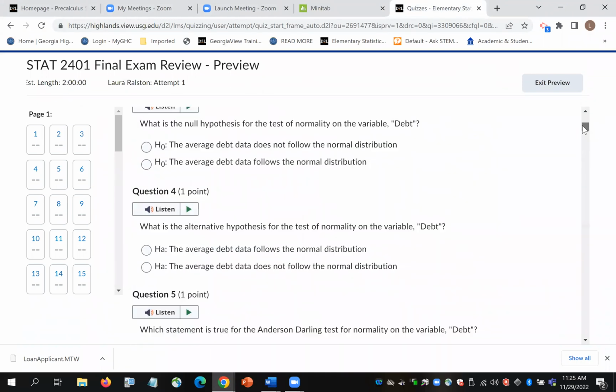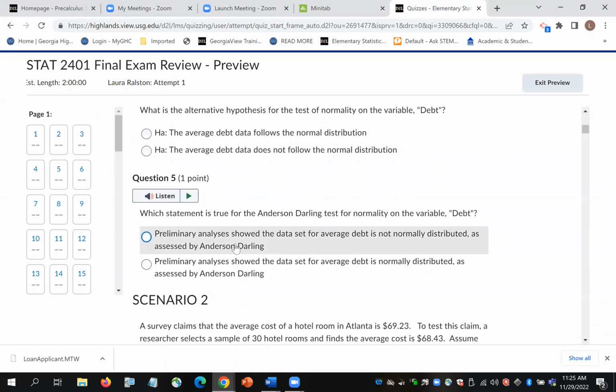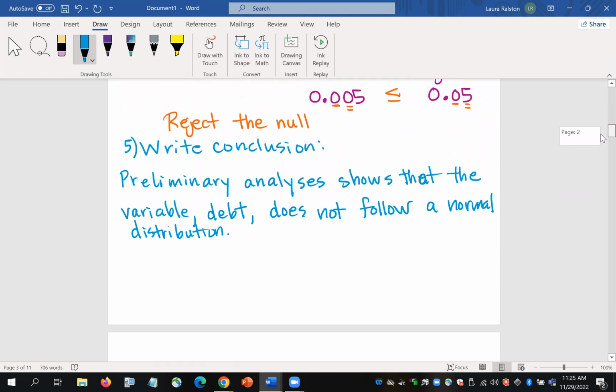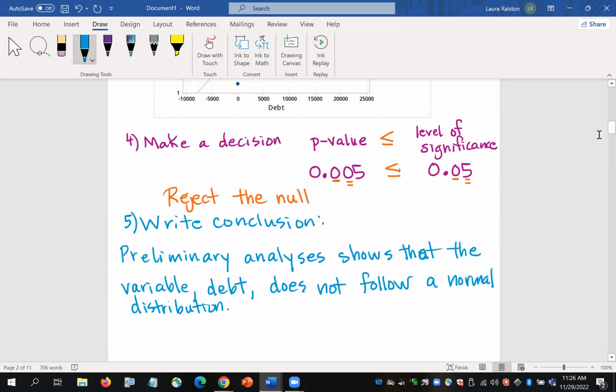Okay. See, they say preliminary analysis showed the data set for average debt is not normally distributed as assessed by Anderson-Darling. Okay, so again, we needed the one that said not normally distributed. It's important, guys, you need to read it word for word. Don't just skim because you'll miss it. So I would mark, in this case, the top one. Okay, so our wording may be slightly different. I did not write the questions on the final exam. So they may be worded slightly differently, but you should still be able to figure it out pretty easily.